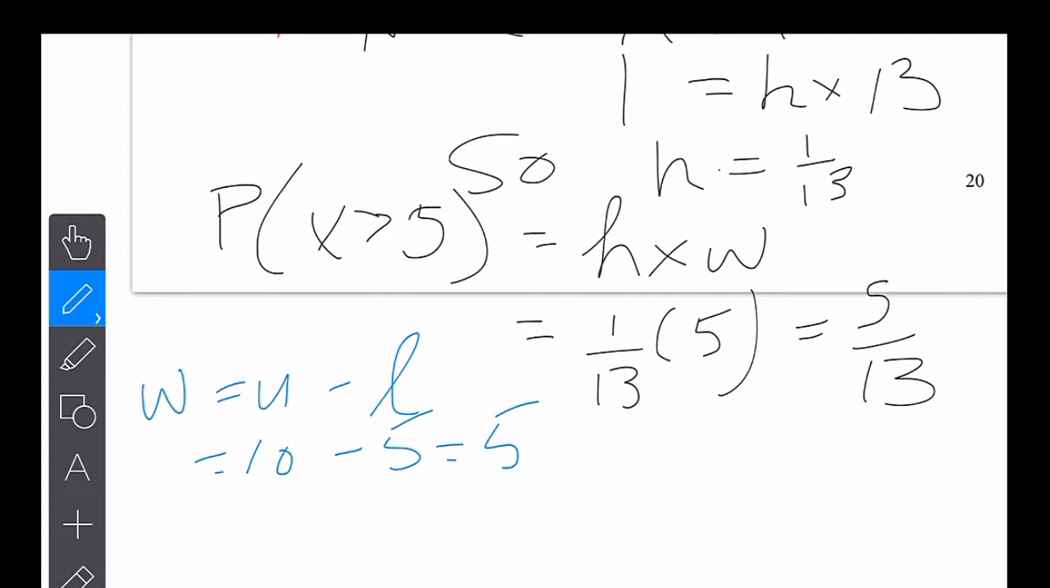Okay, so the answer is this one. Now if you're working on problems, always circle your final answer for me, or put a box around it if you like boxes more than circles, just to show me your final answer, okay?